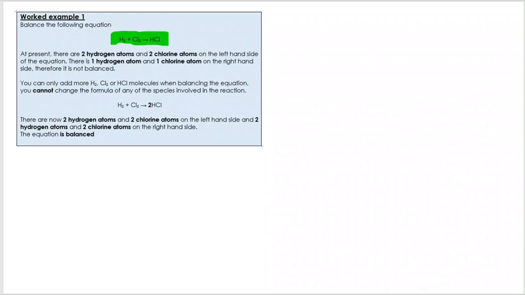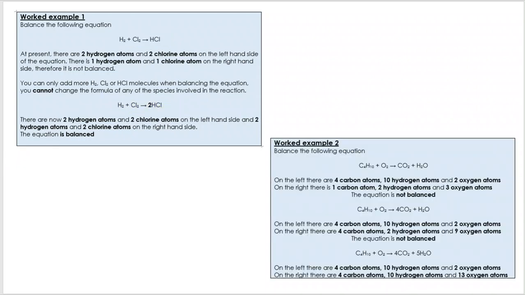So there's our equation to begin. And you can see that I've got 2 hydrogens and 2 chlorines on the left, but only 1 hydrogen and 1 chlorine on the right. Well, that's really easily fixed. We add a 2 in front of the HCl. We now have 2 of each, both sides. On to the next example.